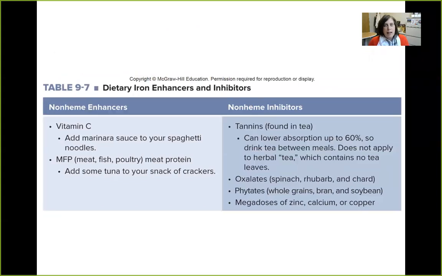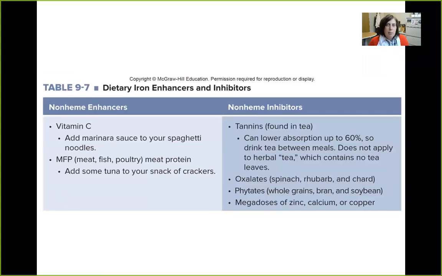Other important things about iron are thinking about when we consume food, what are some things in food that can either enhance its absorption or might decrease its absorption. So we consider these, and specifically we consider these in the context of non-heme iron.